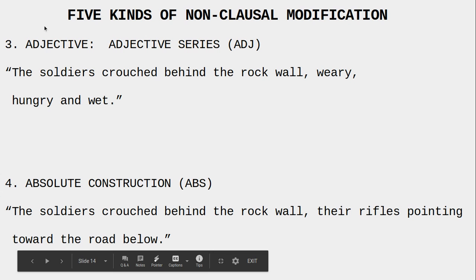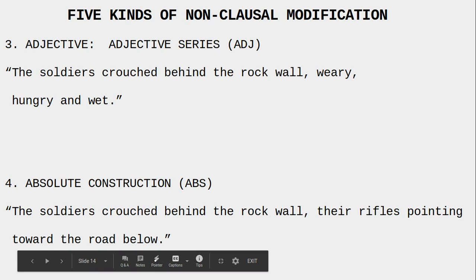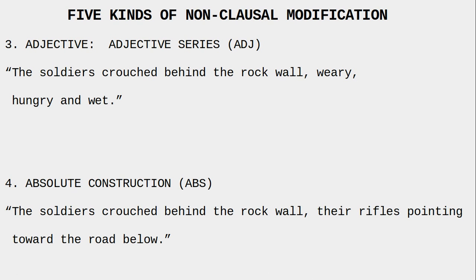The fourth kind of non-clausal modification is called an absolute construction. And that may be something you've not yet heard of. I know my English 3 students have heard of this. We've talked about this and used it quite a bit. It's something that's kind of unusual sounding if you're not used to reading them, if you haven't had as much experience reading fiction or those sorts of things. Take a look.